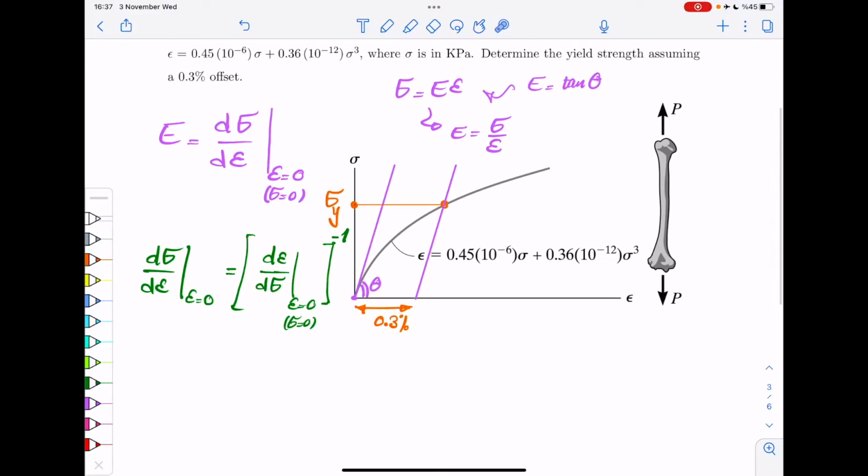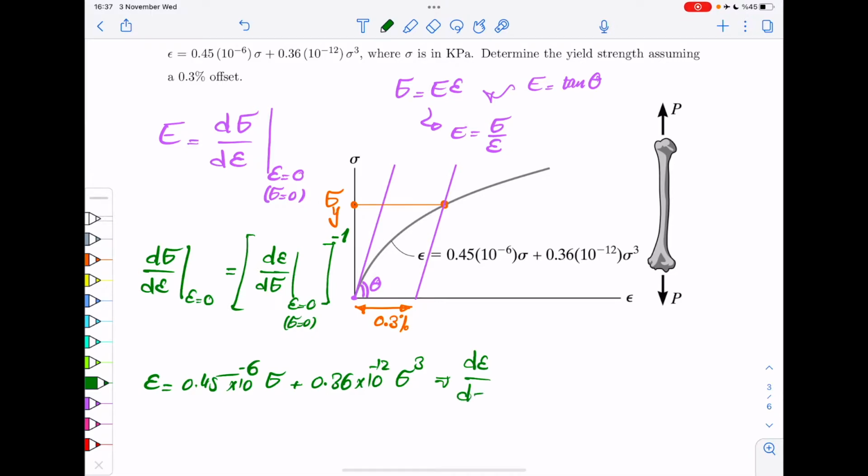Now, this is easy because you have epsilon as a function of sigma and you can calculate it. So epsilon is 0.45 10^-6 sigma plus 0.36 10^-12 sigma cubed. That means the derivative of epsilon with respect to sigma is 0.45 10^-6 plus 3 times 36 is 108, so that's 108 10^-12 sigma squared.